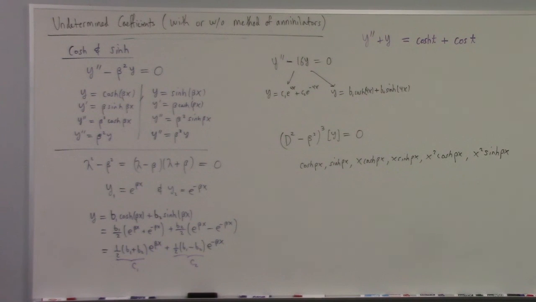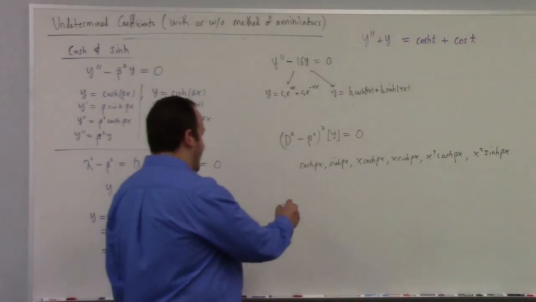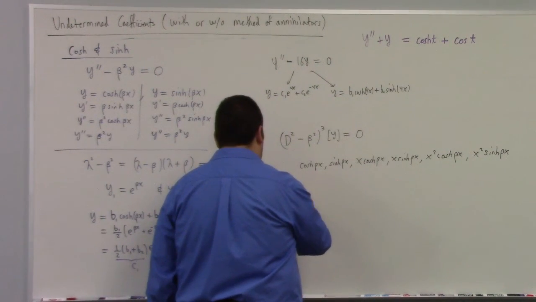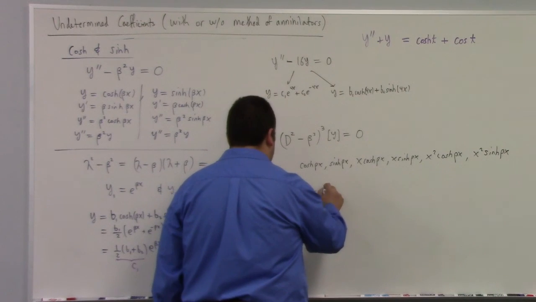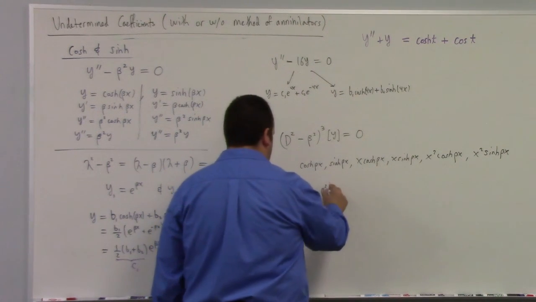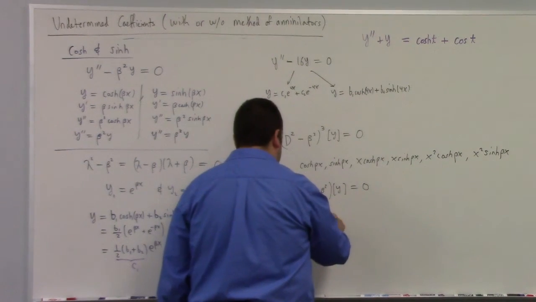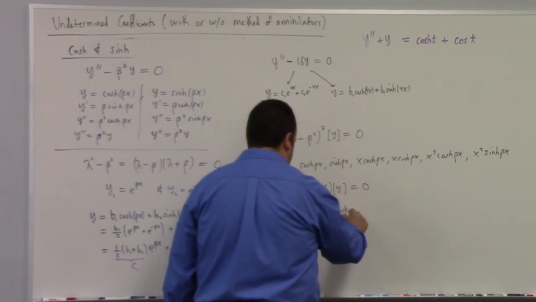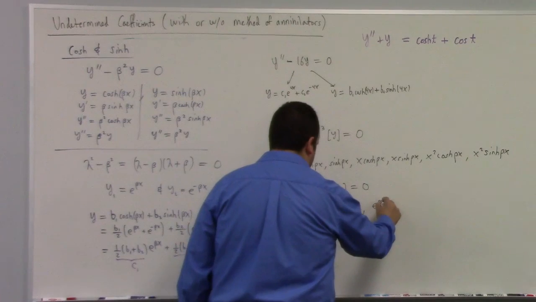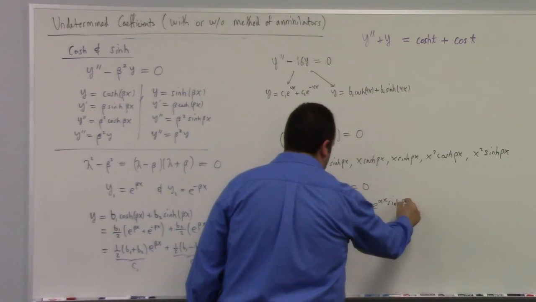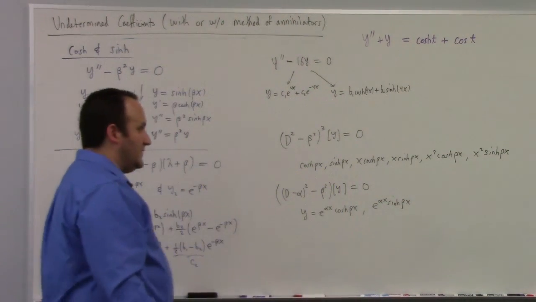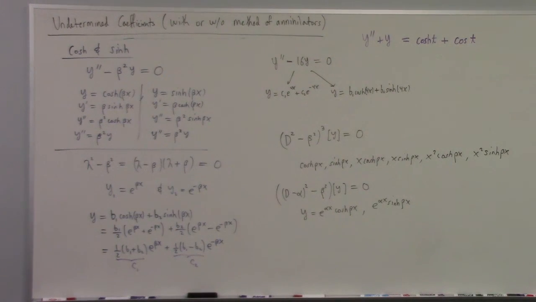The analogy goes further. It's even true that if I have (D minus alpha) squared minus beta squared, like that, all right? In fact, it is true that y equals e to the alpha x cosh beta x and e to the alpha x sinh beta x are solutions. So you can go a long ways down this road.